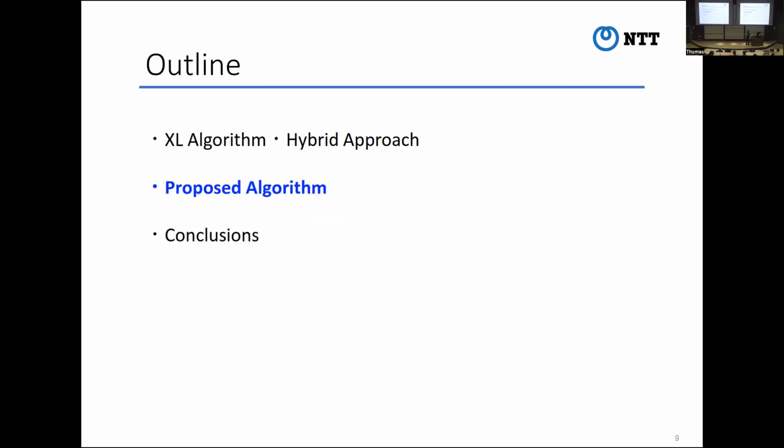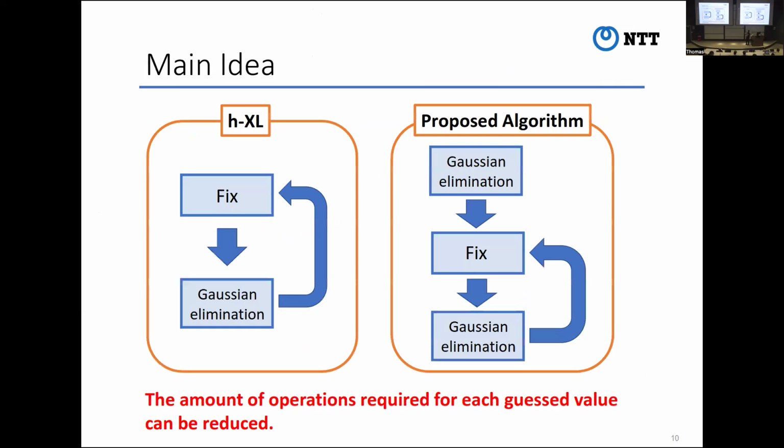Then I'd like to talk about the proposed algorithm. We first show our main idea. In HXL, the XL algorithm with a hybrid approach, we first fix k values randomly, and then we perform Gaussian elimination on the coefficient matrix and iterate these operations until we find a solution.